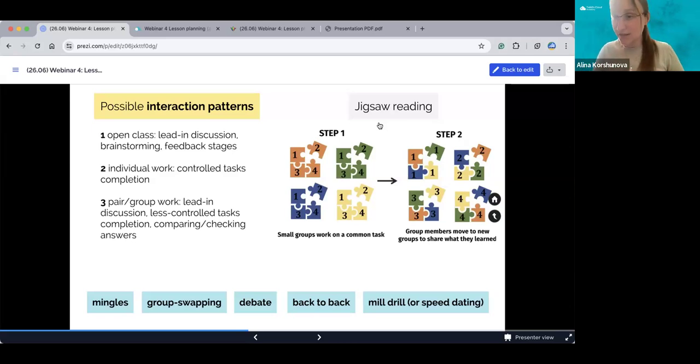So we know jigsaw reading, that's when we ask our students to read different parts of the text and then you group them and they share what they've read. It's great, but try to do the same with the listening. Yes, especially if you're working online. Nowadays, it's easier. Of course, if you're working at the office, it might be difficult, but still it's possible.